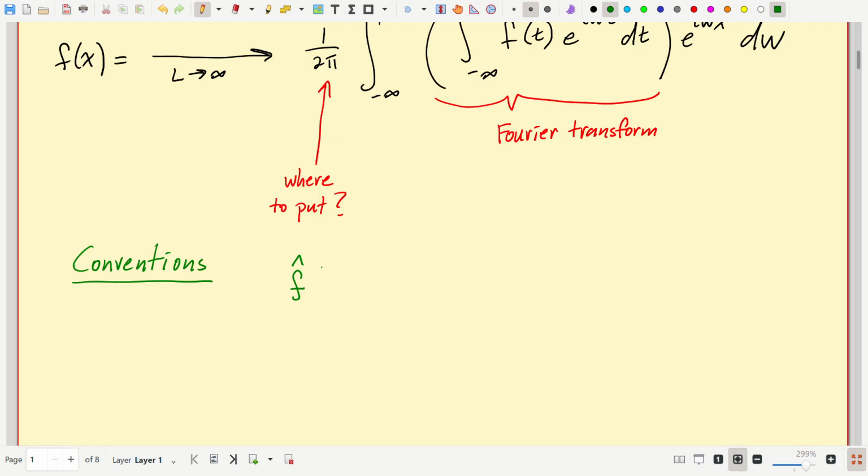See, what did I have? I had f hat. I kind of like an S for that, just out of tradition. That's 1 over the square root of 2 pi, integral from minus infinity to infinity of f of x e to the plus i s x dx. I'm sorry, this one's minus.